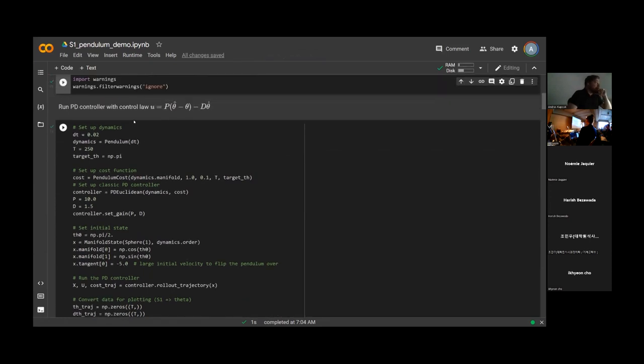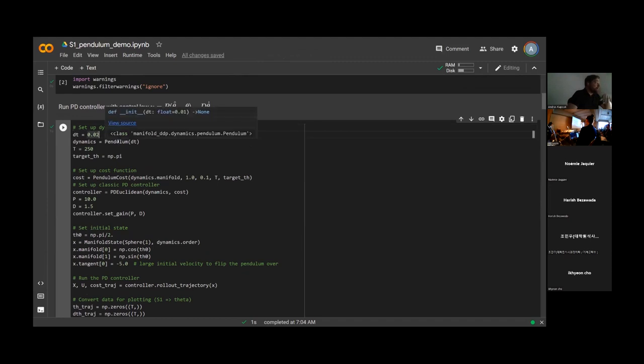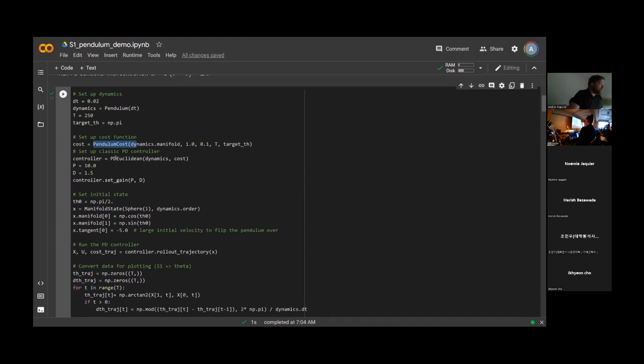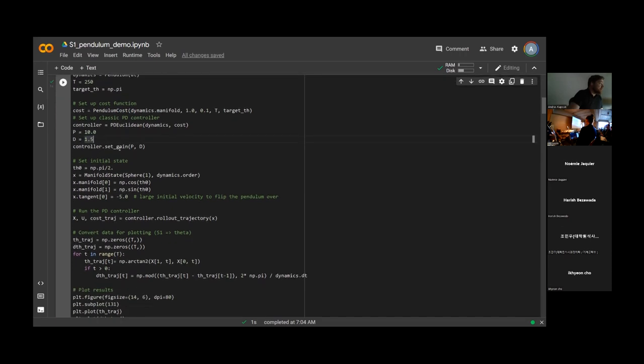First of all, I would consider the standard PD controller for the pendulum. I choose some integration time. I initiate the dynamics that you have seen before, choose a time horizon of 250 and the target theta angle at the upright position. Then I define my PD controller and also the cost that measures the deviation, but this is just for logging. I set the P and D gains of the controller. I set my initial state.